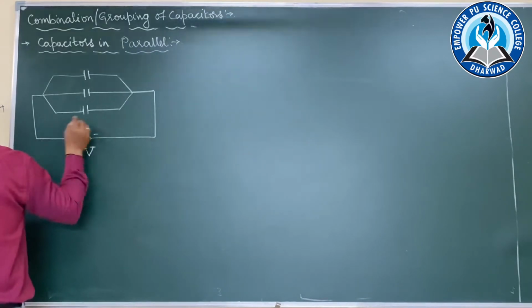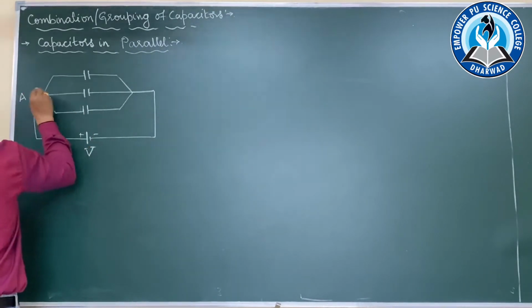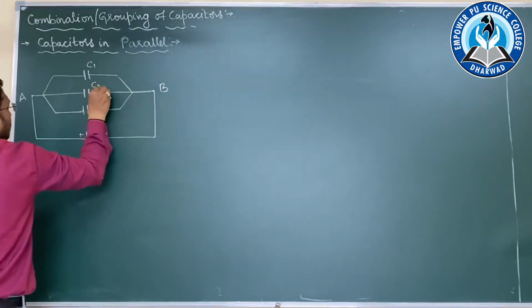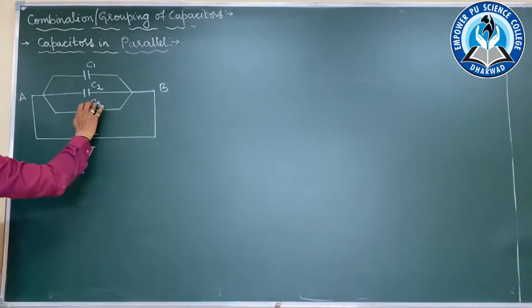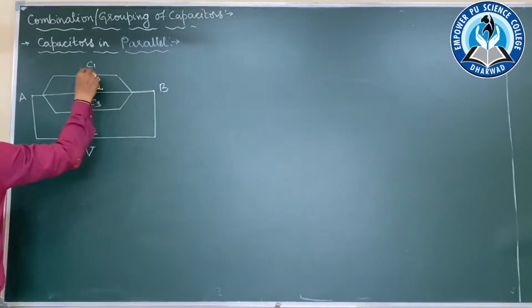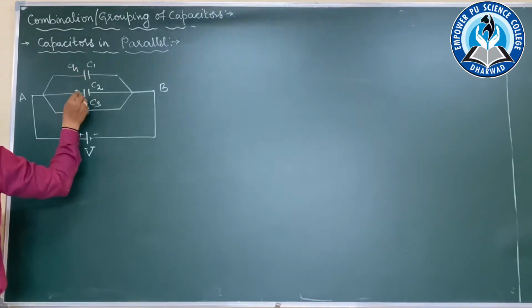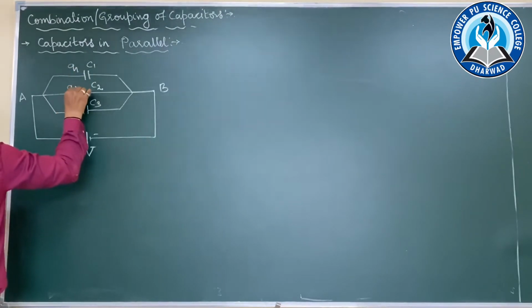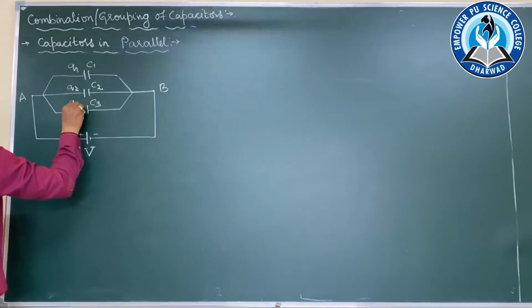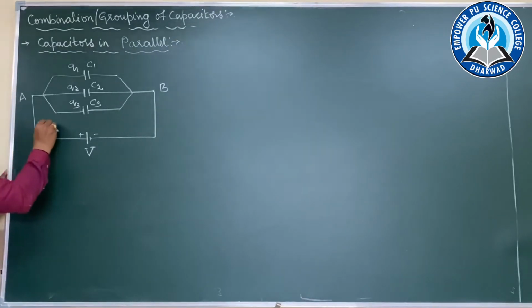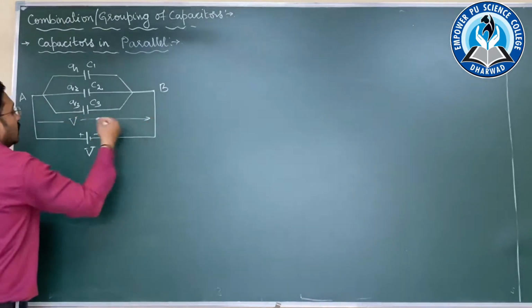This is the total potential difference. It is connected between the two points of C1, C2, C3. All of them are connected between the same points, but Q1 is the charge developed on C1, Q2 the charge developed on C2, and Q3 the charge developed on C3. This is the applied potential difference V.